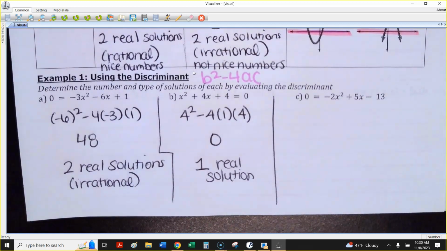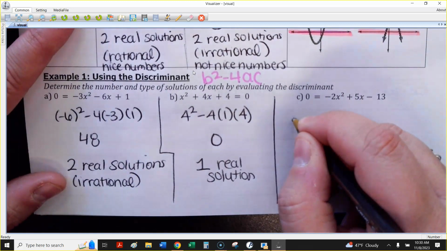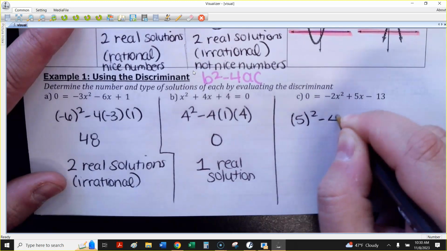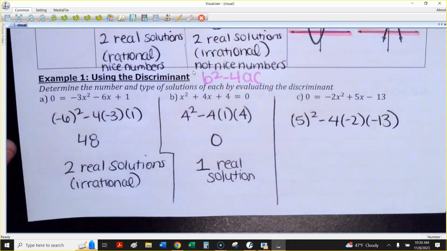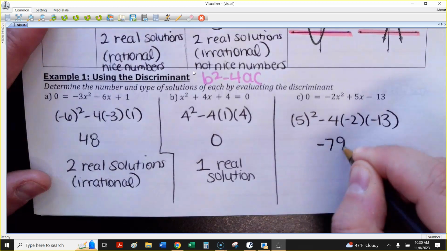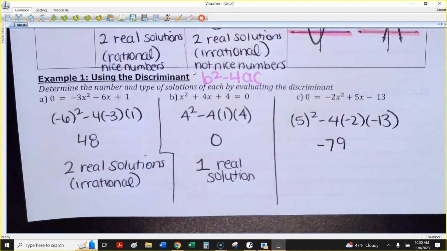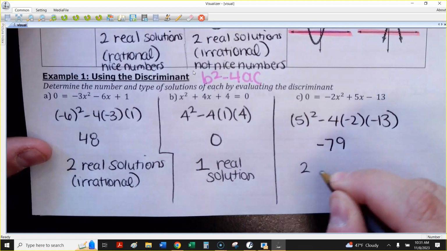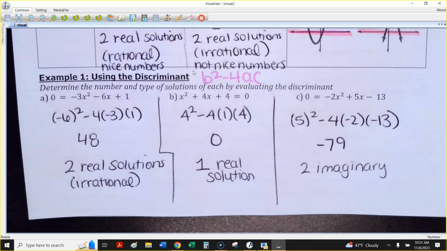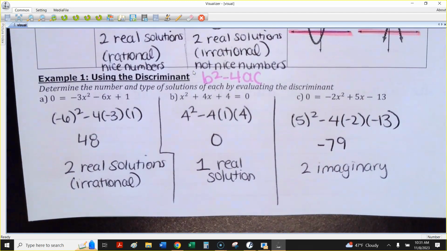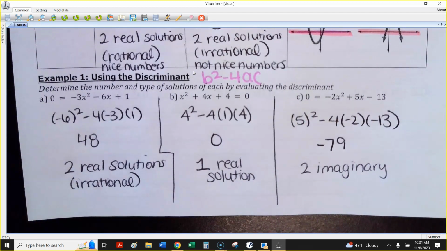And then probably you can guess, but the last one, I'm going to do 5 squared minus 4 times a, which would be -2, times c, which would be -13. If you just type that right on into your calculator, you should get -79. Now, that's not the answer, but that being negative, that would be under the square root in the quadratic formula. So I know if I have a negative, that's going to give me a situation where we got i. So this would be 2 imaginary solutions. All right, is anybody having a question about the number and type?